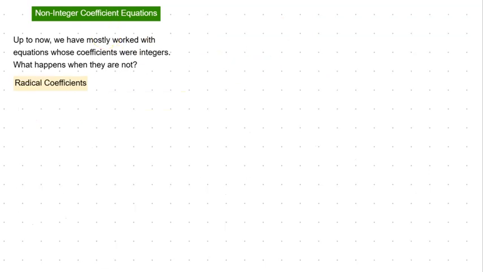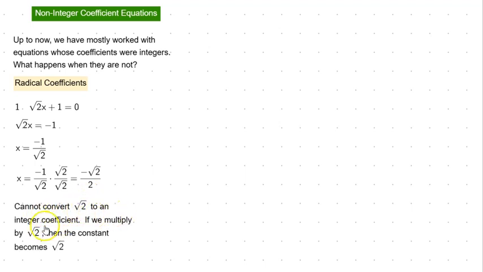Now, let's look at radical coefficients. Square root of 2 x plus 1 equal to 0. So, root 2 x equal to minus 1. x equal to minus 1 by root 2. And we don't want root 2 in the denominator. So we rationalize it to get minus root 2 by 2. Now we cannot convert root 2 to an integer coefficient. If we multiply by root 2, then the constant becomes root 2. Let's see what I mean by that.